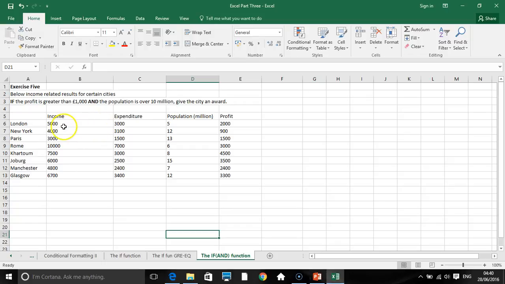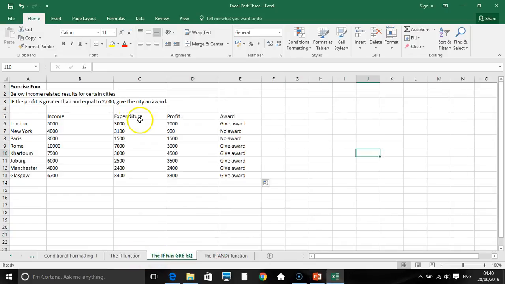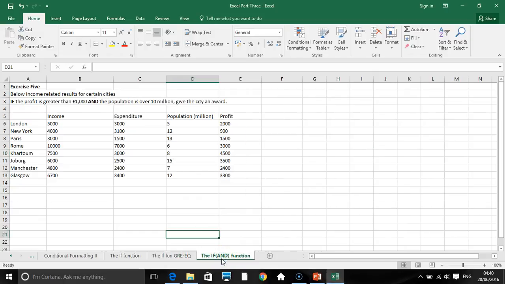So here we're asking if the population is greater than 10 million. And you could have had even the whole if it's equal to or greater than 10 million. That's one function in itself, as I discussed earlier with these. This is really one function. But here we're talking about two separate conditions. If the profit is greater than 1000 and the population is over 10 million, give the city an award. So how do we do this?